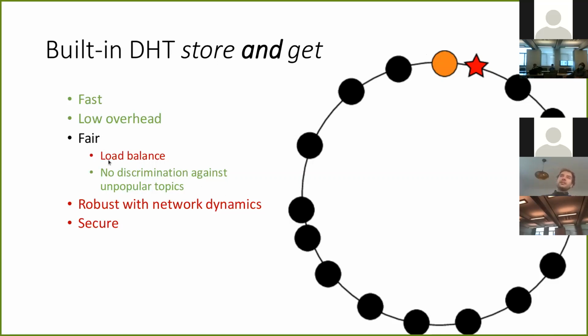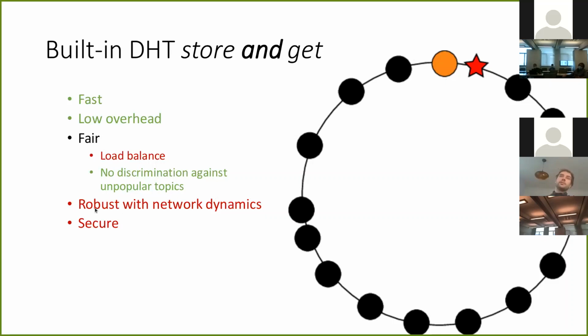For discrimination against unpopular topics, this seems to be fine because, even if you're an unpopular topic, you just find the closest node to your topic. You can find it very efficiently. So this is not a problem. However, we have problems with network dynamics because if this node goes down or just leaves the network, the whole system is paralyzed for a while until someone else replaces it.